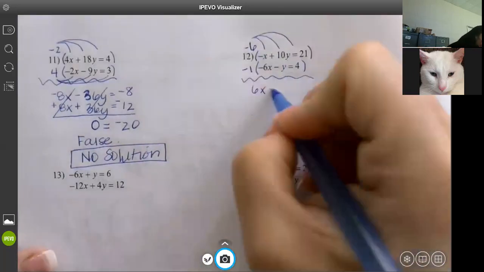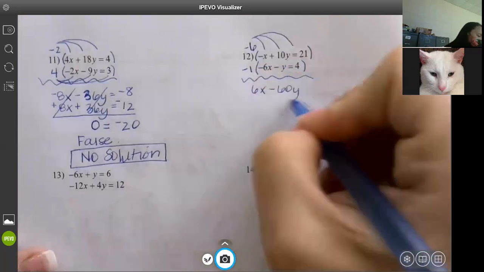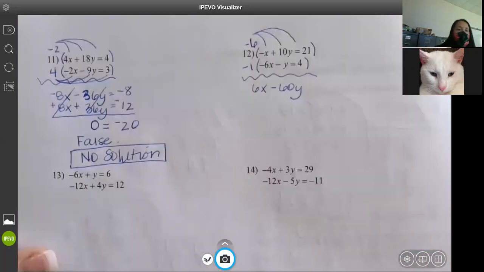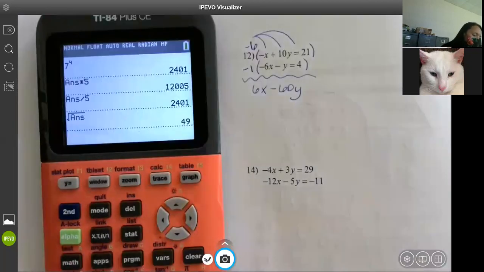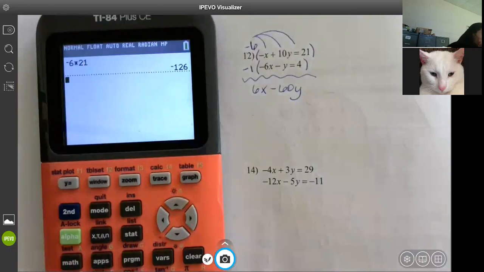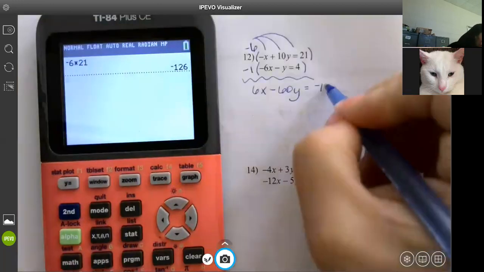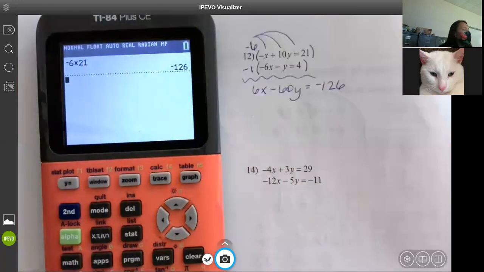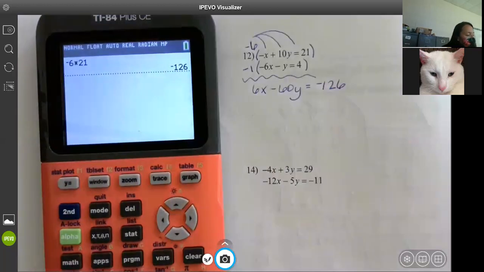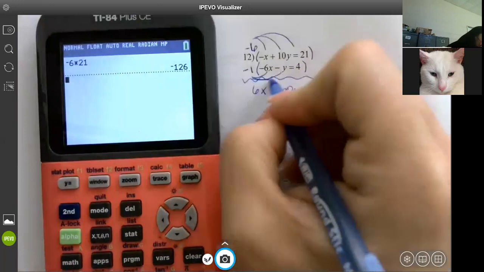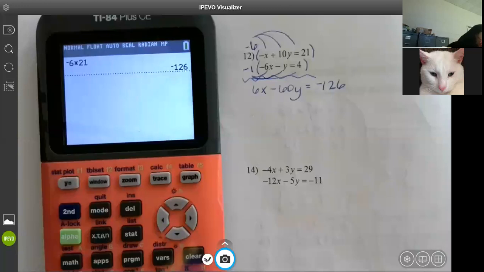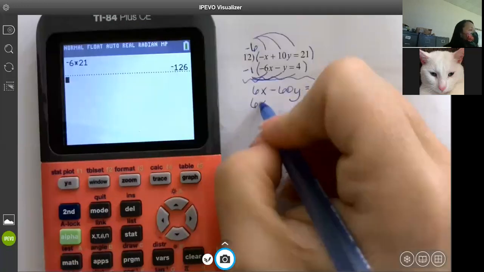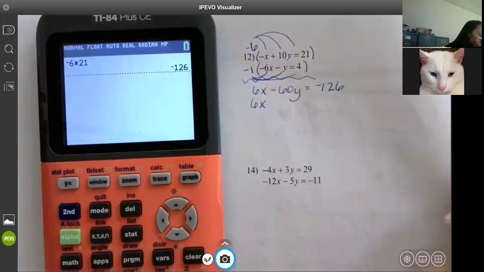-6 times 10 is -60, and it has a y. And again, if you're not sure what the numbers are, use your calculator. -6 times 21 is -126. Do the same thing on the bottom. Distribute your -1. -1 times -6 is a positive 6x. They should look the same or you're doing it wrong.